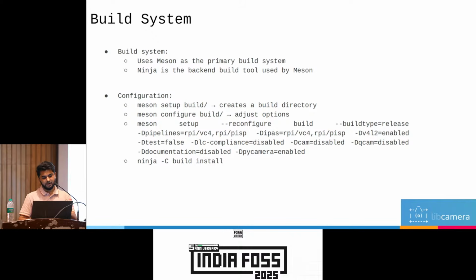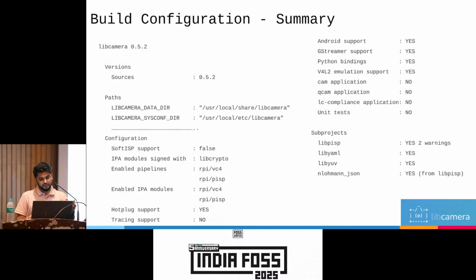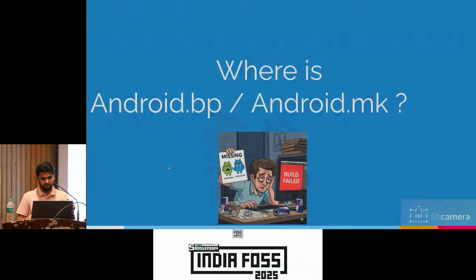These are some of the commands, basically meson setup build, then configure build, and you have the choice of which pipelines you want to build and which applications you want to enable in Libcamera. This is the build configuration that comes once you run the build command, and it will tell you what options you have enabled.